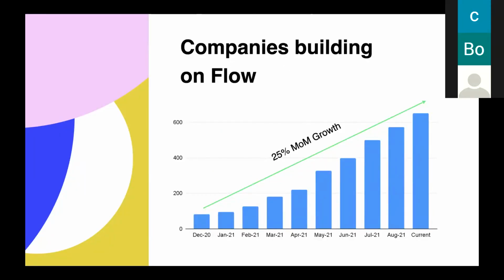Regarding companies built on Flow, at the end of 2020 there were only 50 startups built on Flow, and the figure is over 600 in 9 months, with 25% month-over-month growth. These projects cover sports, music, arts, gaming, technology, and many other categories.